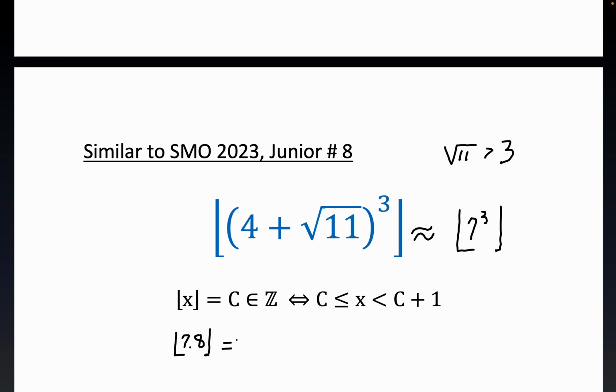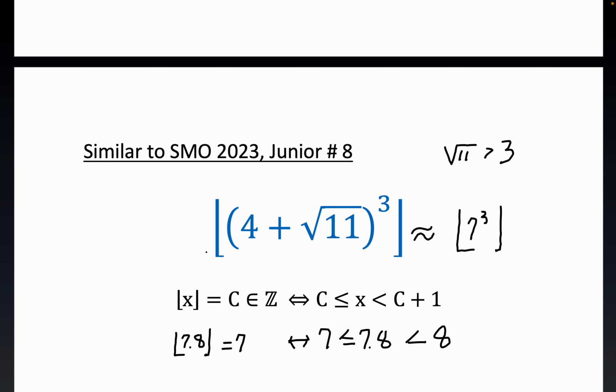Now notice, this is just a formal definition right here, but that's because 7.8 is bounded below by 7 and above by 8, right? So you have 7 less than or equal to 7.8 less than 8, right? 7 plus 1 is 8. So this is formally why the floor of 7.8 is equal to 7. That's also called the greatest integer function.